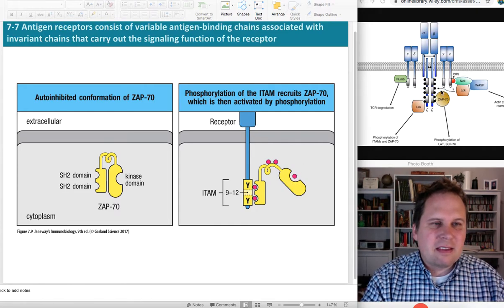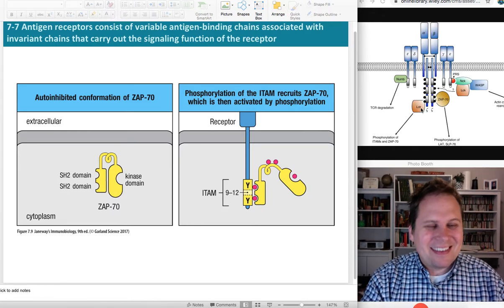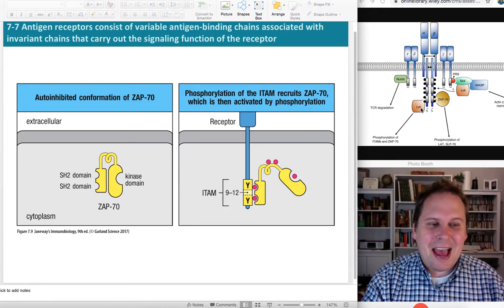You can see I pulled up a diagram. This is the same thing. This is that T cell receptor complex. And instead of drawing ZAP70 in a way that makes sense, they've just drawn it as a big circle, which is easier to draw, but less useful overall. It doesn't tell you how a thing works.